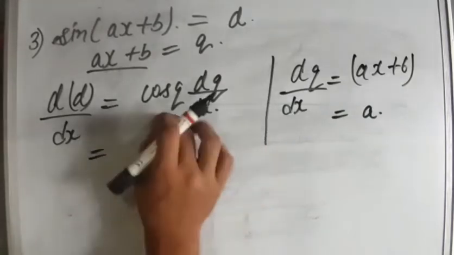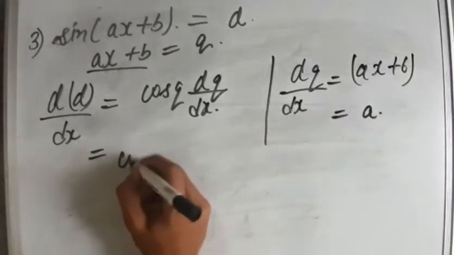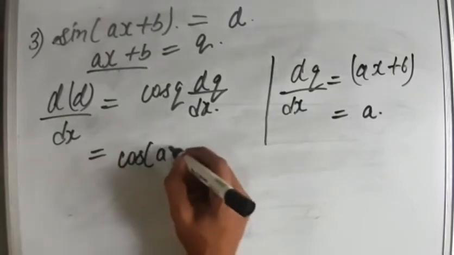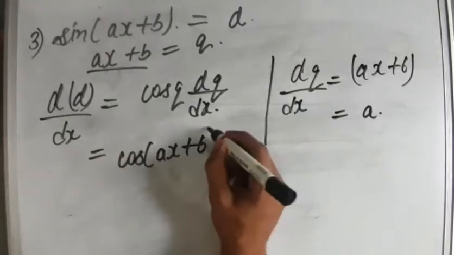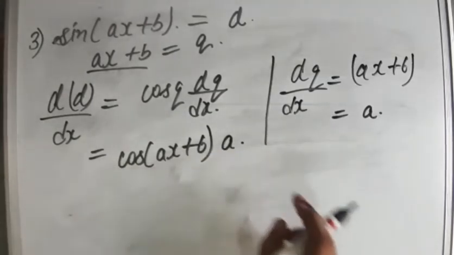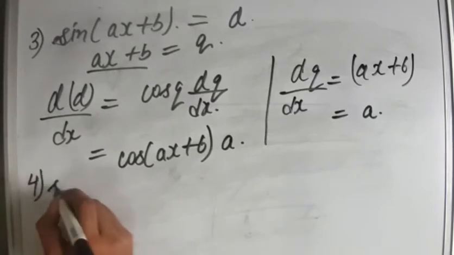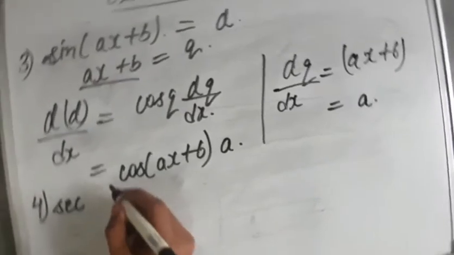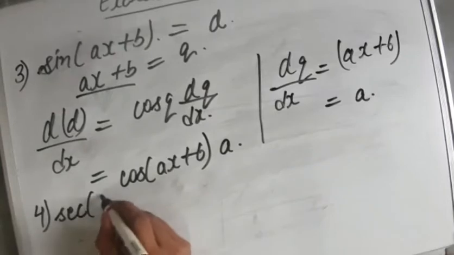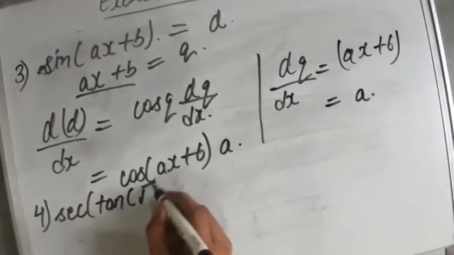Now let's put the value of q and dq by dx here. Here we have cos ax plus b and a. This is what our answer is. Now let us come to our fourth question, which is secant tangent root x.